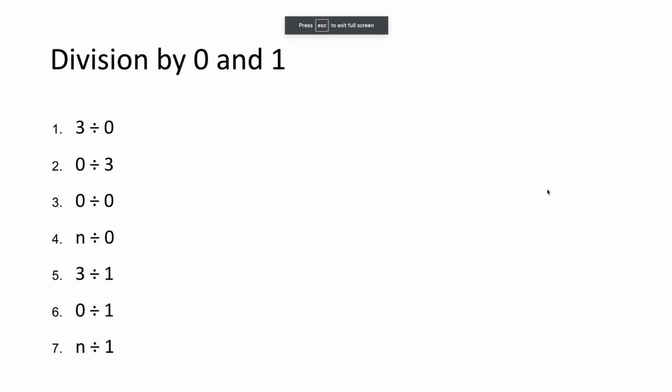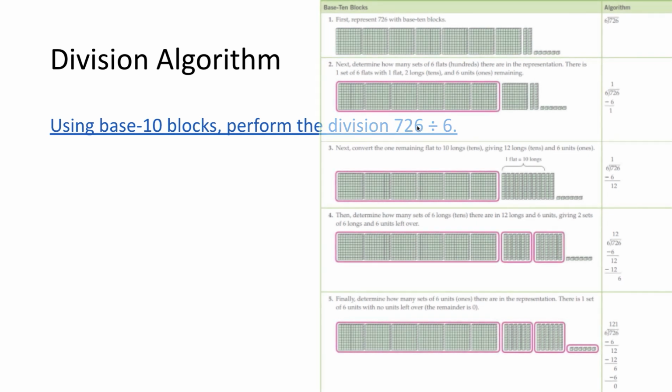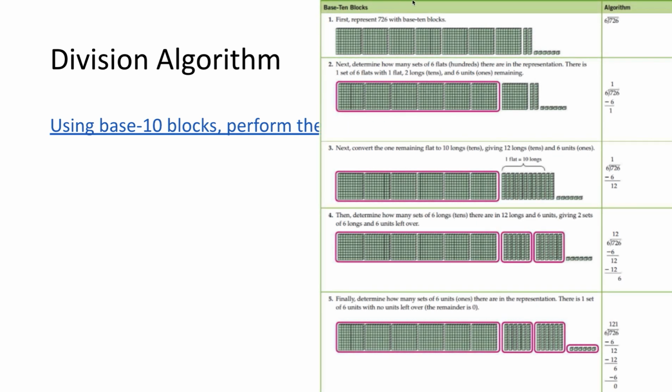So we got them all. And let's think about the division algorithm using the base 10 blocks. Perform the division 726 divided by 6. So to represent 726, you need to have flats, 7 flats. So this one flat shows 100 units, right? So you have 100, 200, 300, 400, 500, 600, and 700.